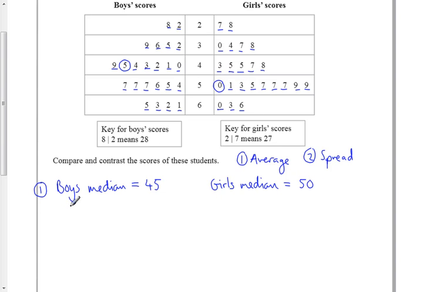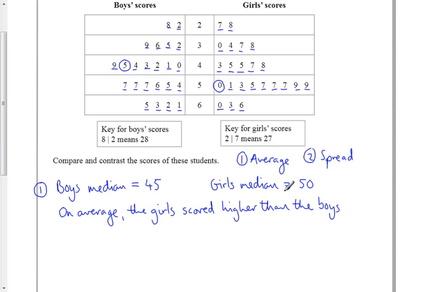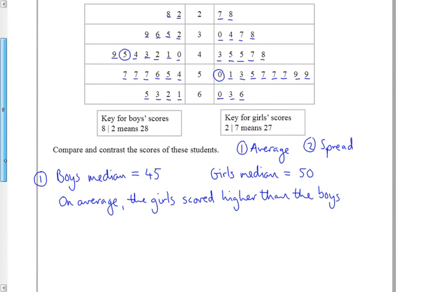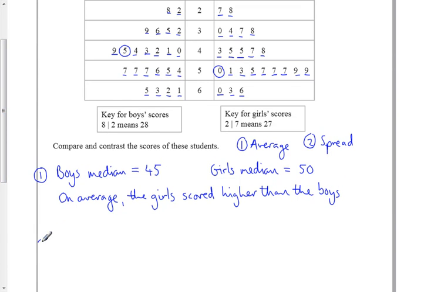So we have to then make a sentence about that. So, by comparing the averages or comparing the medians, on average, the girls scored higher than the boys. You can see that their average was 50, the boys' average was only 45.